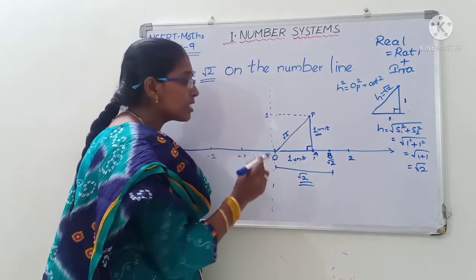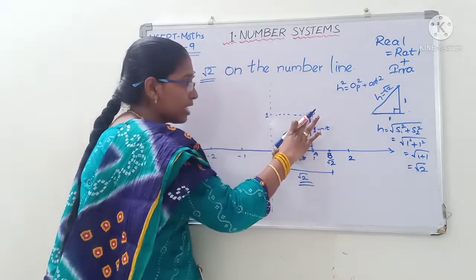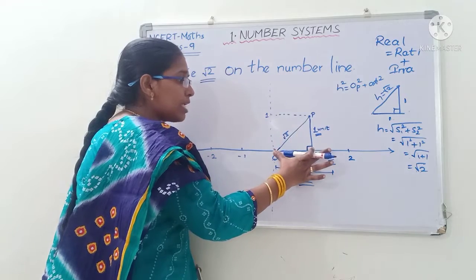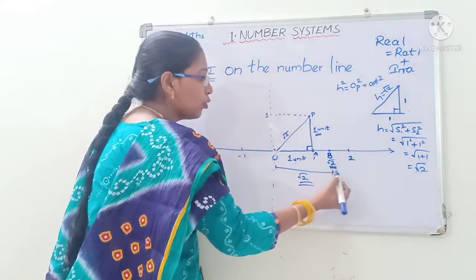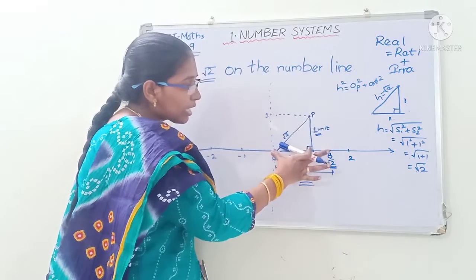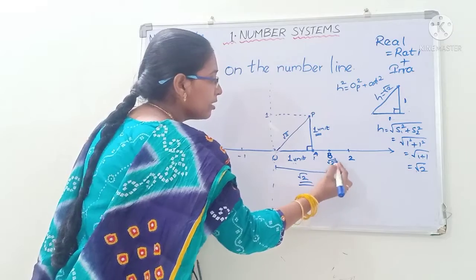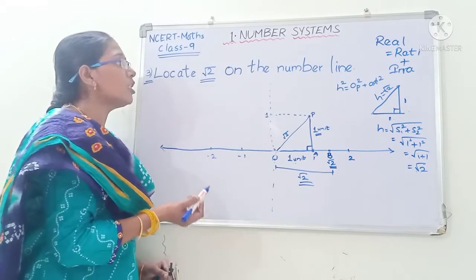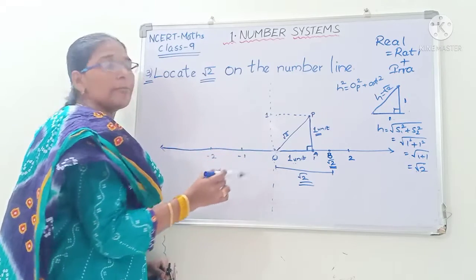Now measure the length of OP using a compass, and with this compass mark the point on the number line. You get the point B, that is root 2. This length only you are marking on the number line. So we located root 2 on the number line, children. This is the procedure you should follow to locate any irrational number on the number line.